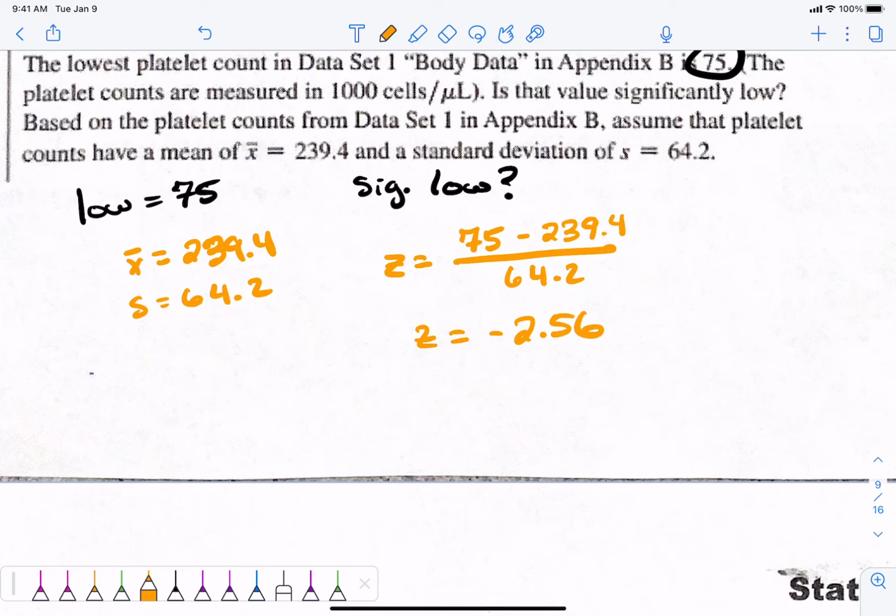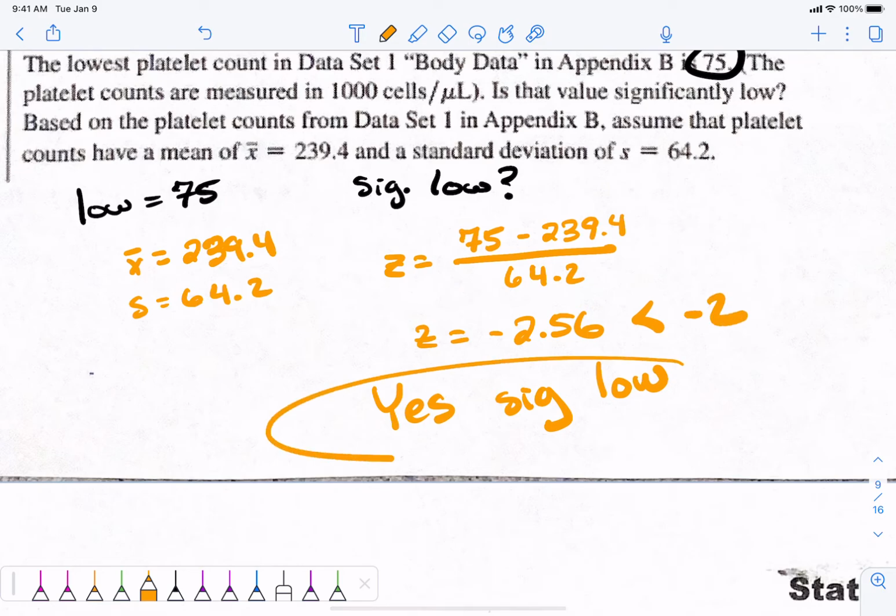2.56. Is it significantly low? Yes. Why? Because it's less than -2. Because we are less than -2. So, yes, it's significantly low. Does that make sense? This is kind of a way of determining. Like yesterday, and even on your homework assignment, when they say, is this value significantly low? You would have to subtract the 2 and then find where it's significantly low. Now you can just calculate the z-score and compare it to 2 and -2, right?